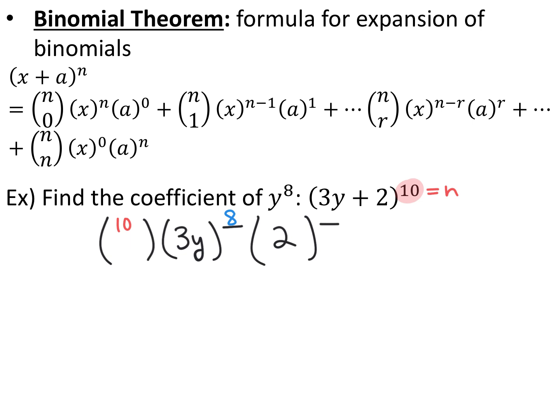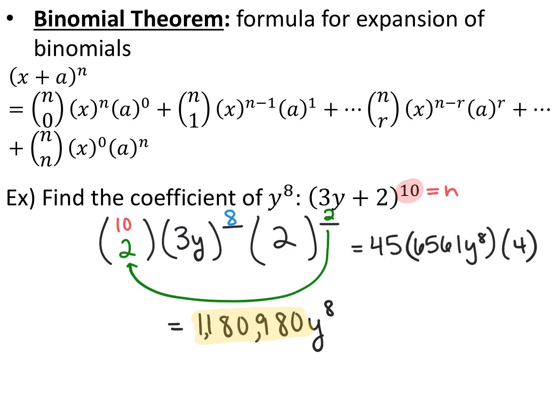I know that n has to be 10 because that's what power we're raising the whole binomial to. So if this is 8, then I know that these two powers have to add up to 10. So therefore, I know that this power has to be a 2. And then if this power has to be a 2, that's always the same as our r value. So it's going to be 10 choose 2.